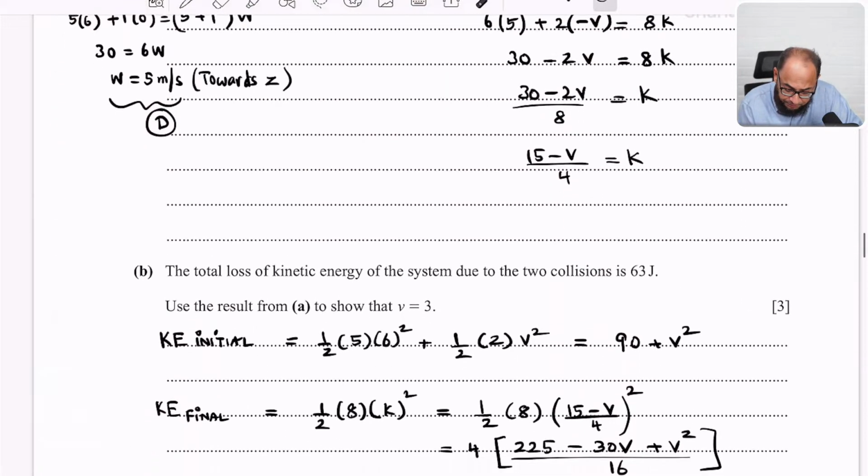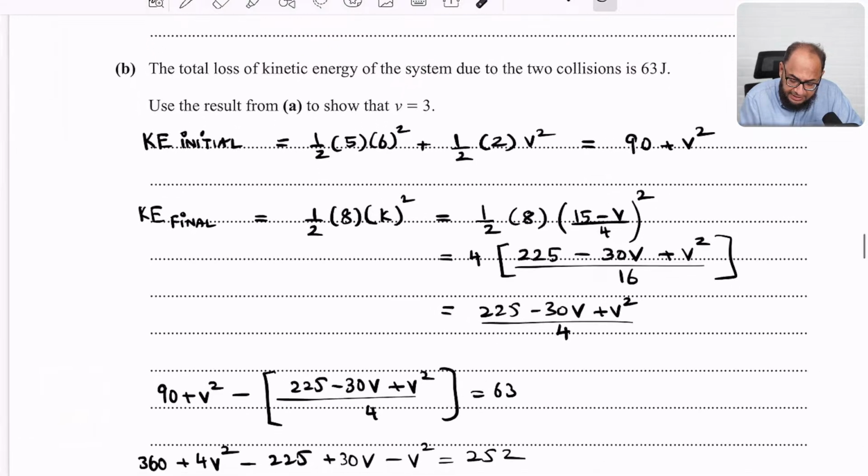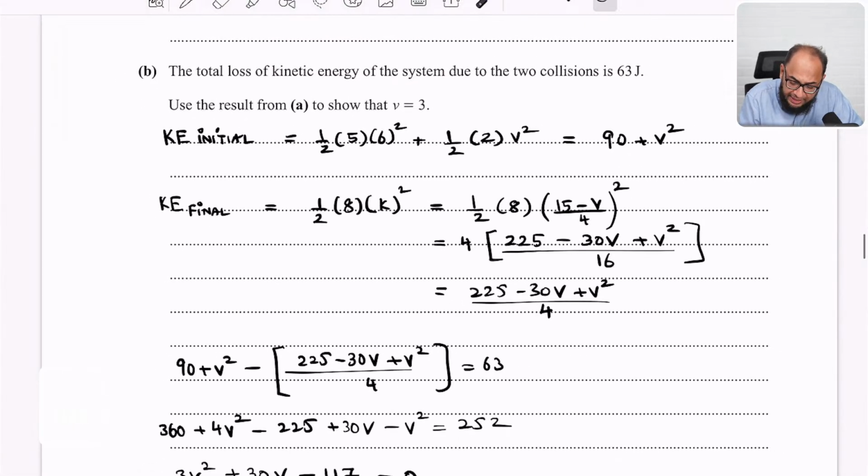Now the next one. The next one says the total loss of kinetic energy of the system due to the two collisions is 63 joules.